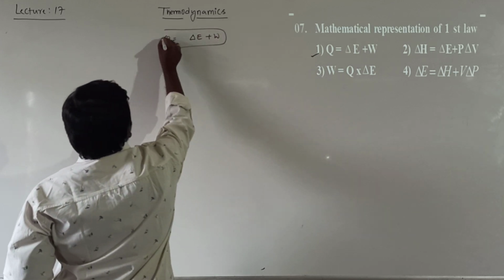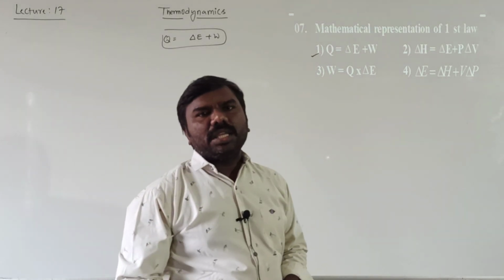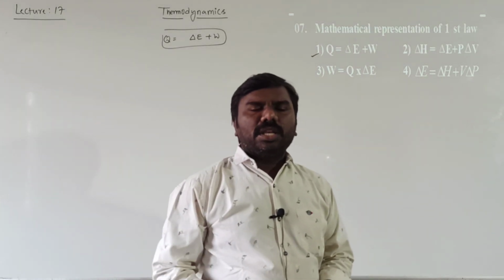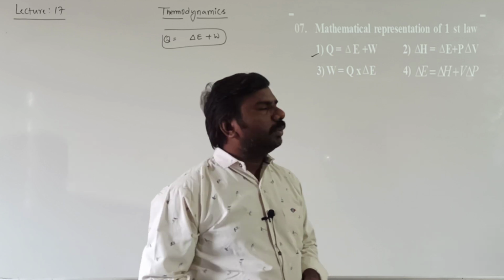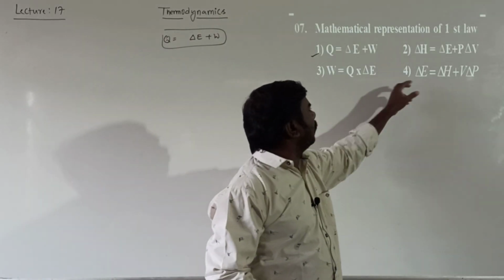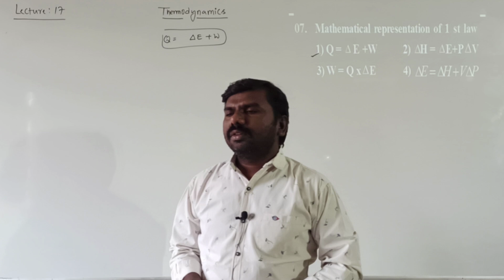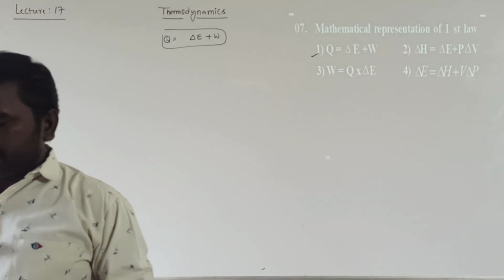It is the relation of the first law. Q, delta E means energy, which in your textbook is indicated as delta U, and work done. The other one is the enthalpy relation. Here it is given as plus, that's why it is wrong. Now option 1 is correct.